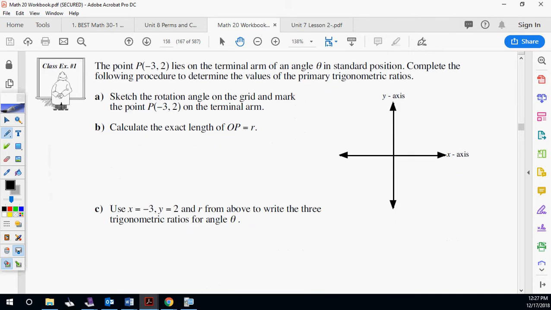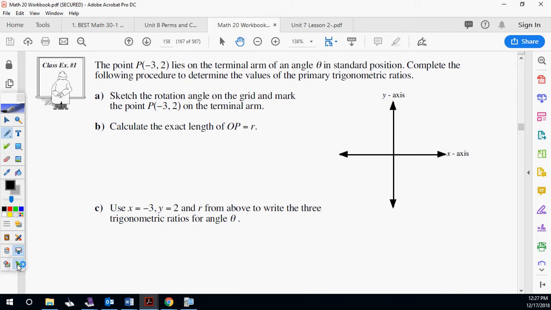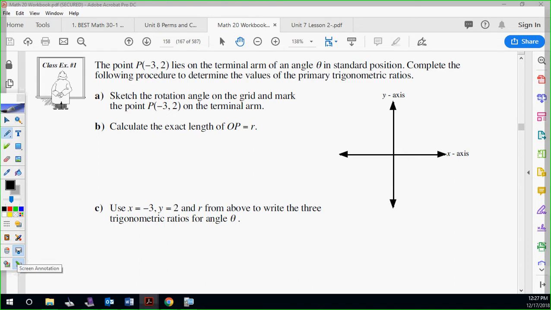So the point negative 3, 2 lies on the terminal arm for angle theta in standard position. Complete the following procedure to determine the values of the primary trig ratios. So we're going to sketch the rotation angle on the grid and mark the point negative 3, 2. Okay, so negative 3, 2. So this is where it's at. So we're going to draw the arm down to the center. Okay, and so what we're looking at is this rotation angle. Okay, down to there.